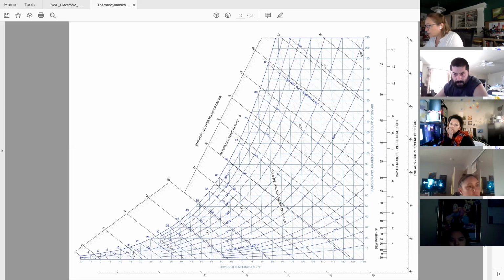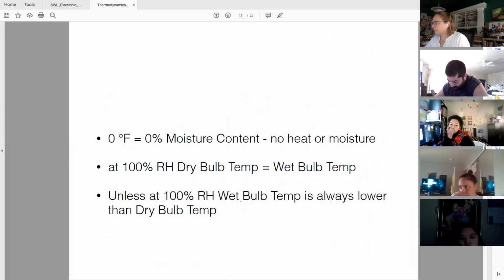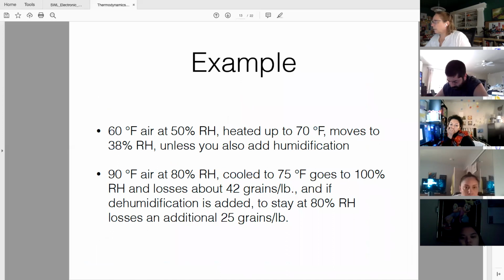dry bulb temperature is always going to be less. So going down to, let's say, 80, 70, we were at what, 80 degrees? That wet bulb temperature is going to be between 70 and 75. Okay, so it's less than the maximum. Okay, a few more examples.